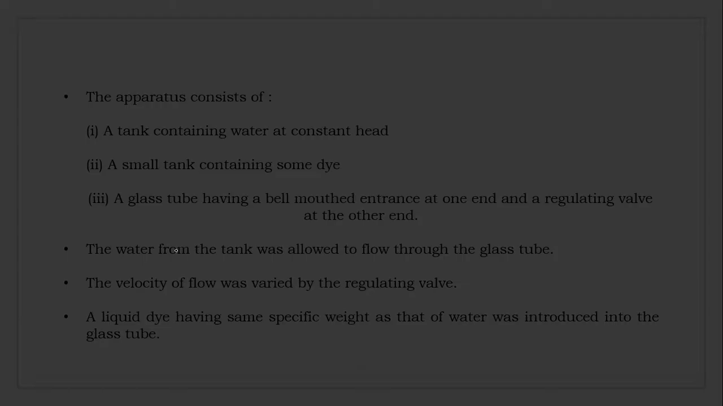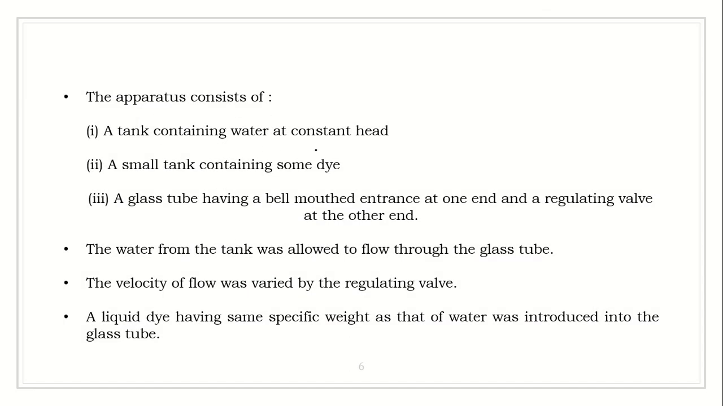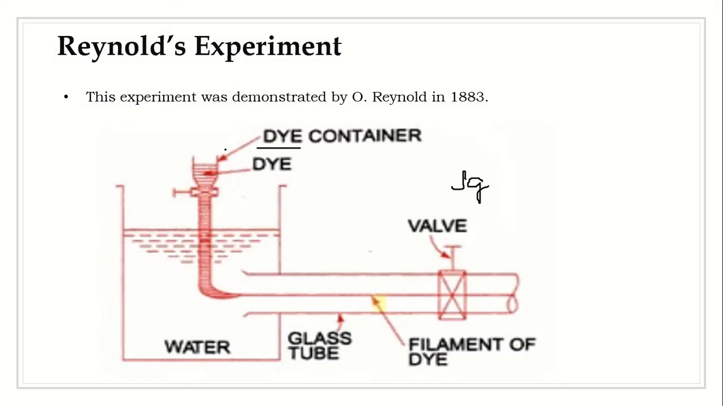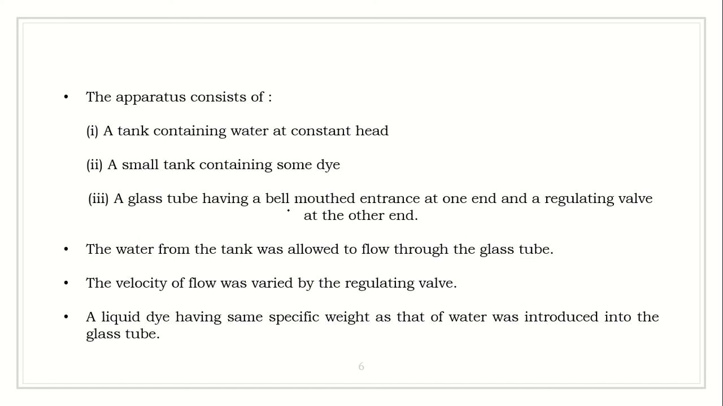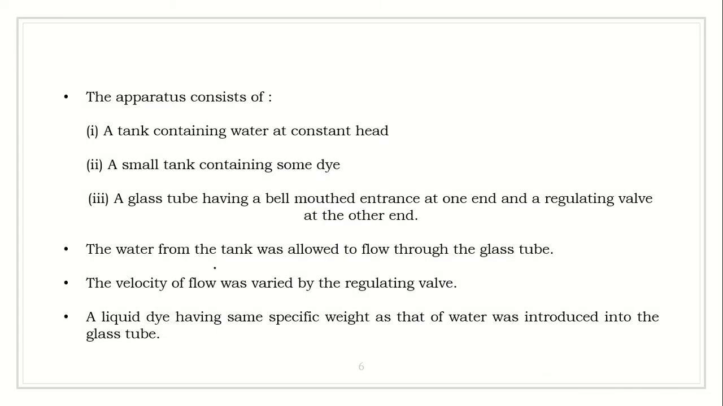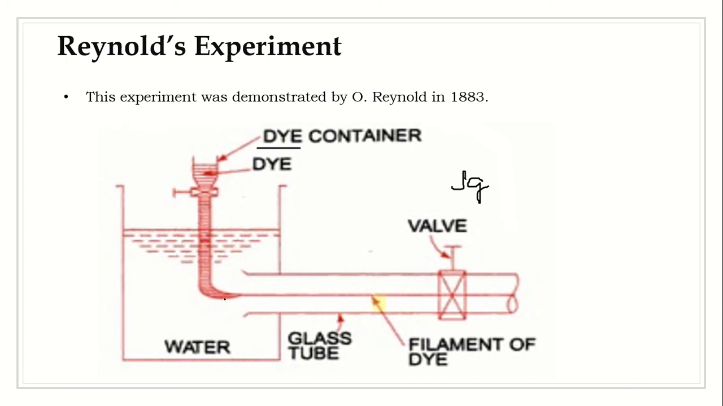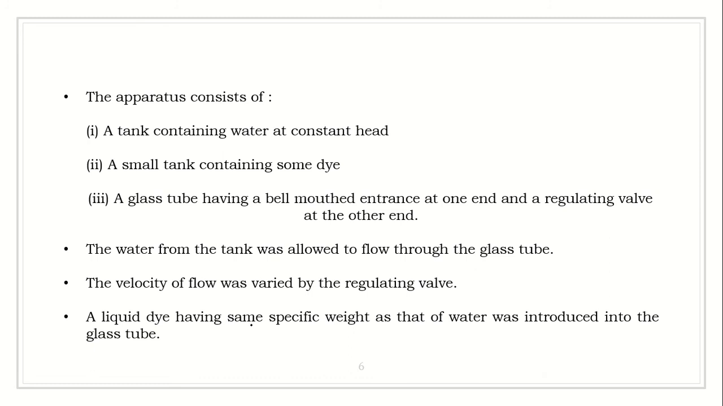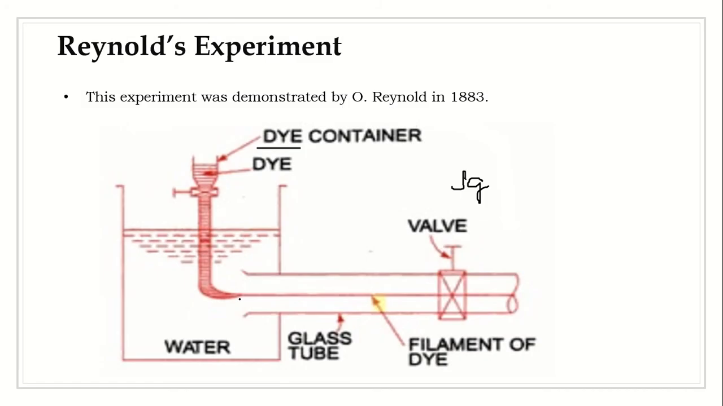Okay, so as I've told you, the apparatus consists of a tank containing water at constant head, nothing but this one. A small tank containing some dye, as I've shown you, the dye tank. Then a small tube having a bell mouth entrance at one end and a regulating valve at the other end. This is what I've shown. Okay. So how the experiment goes on is, the water from this tank is slowly allowed to flow through this glass tube. You just slowly open the valve, and water starts slowly flowing into this glass tube. Clear? Then the liquid dye is also made to flow into this glass tube.